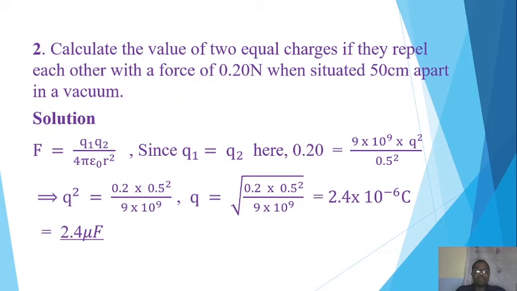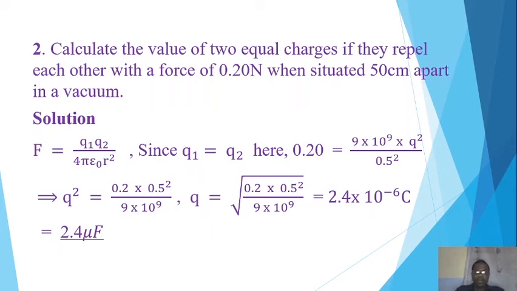So when you look at the same Coulomb's law, F is equal to Q1 Q2 over 4 pi epsilon 0 R square. In this case, they say the charges are equal, so Q1 is equal to Q2. So we have 0.20 is equal to 9 times 10 to the power 9 multiplied by Q square over 0.5 square. Making Q square the subject of the formula, Q square is equal to 0.2 multiplied by 0.5 squared over 9 times 10 to the power 9. Therefore, Q is equal to the square root of 0.2 times 0.5 squared over 9 times 10 to the power 9. And that gives us 2.4 times 10 to the power minus 6 coulomb, which is equal to 2.4 microcoulomb.